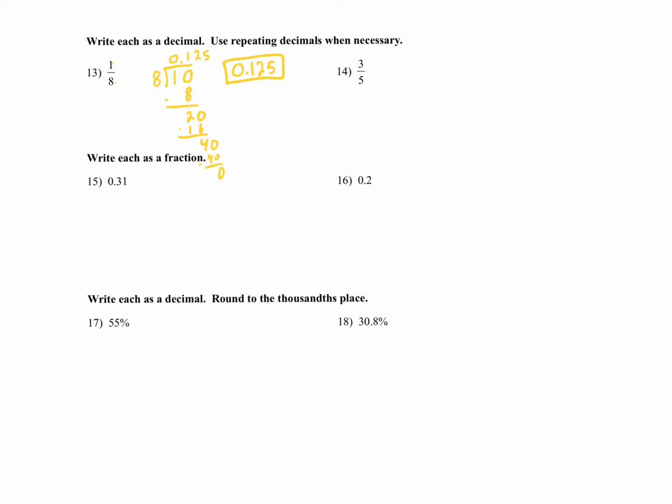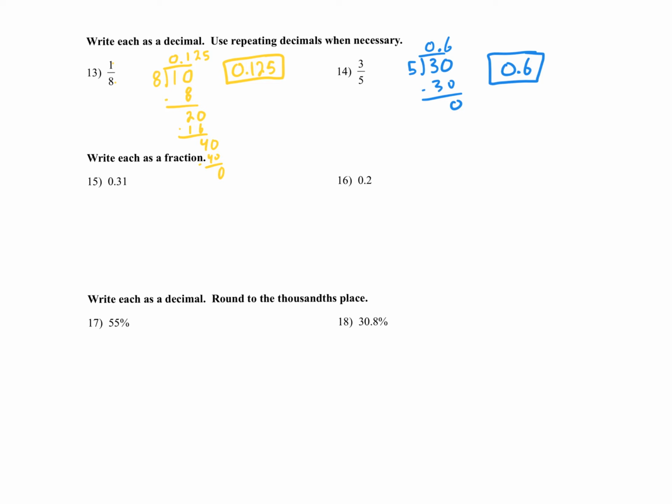Same idea here with 14. I'm going to do 3 divided by 5. 5 does not fit into 3, so I add the decimal and the 0. Well, 5 fits into 30 6 times. 6 times 5 is 30. That comes to be 0, so this one is a little bit faster. 0.6 will be my answer.